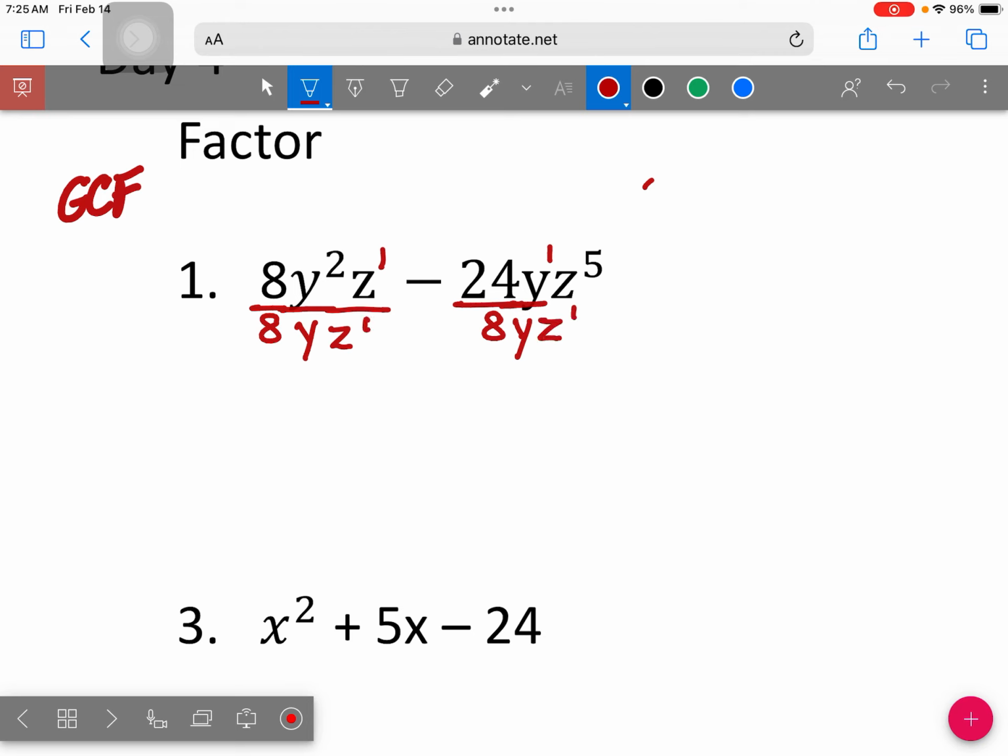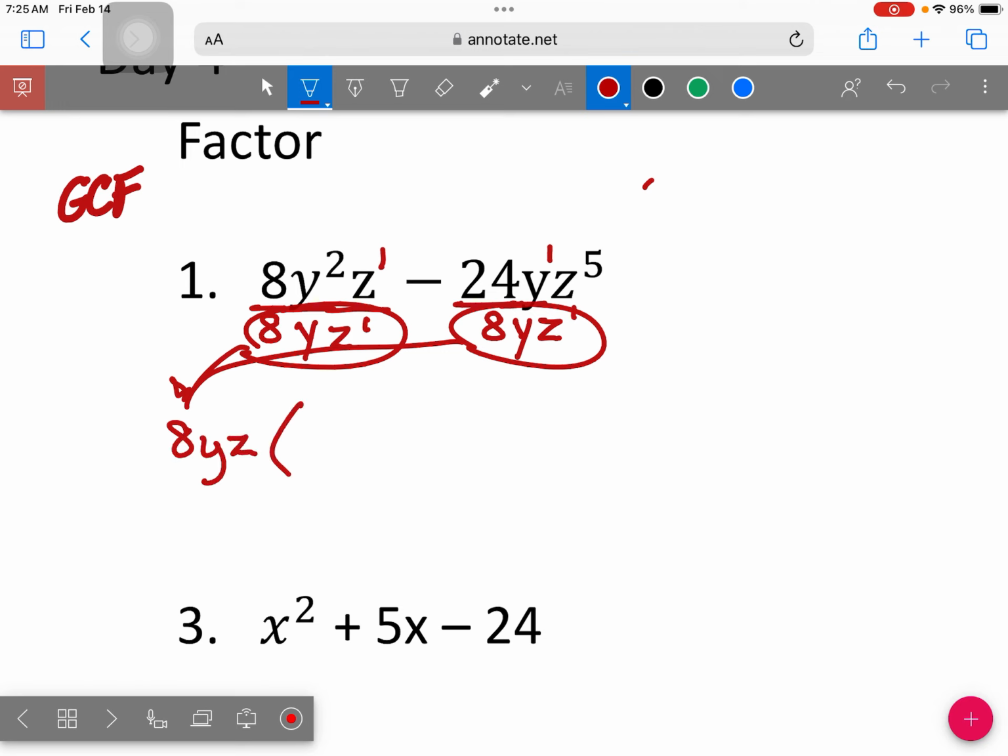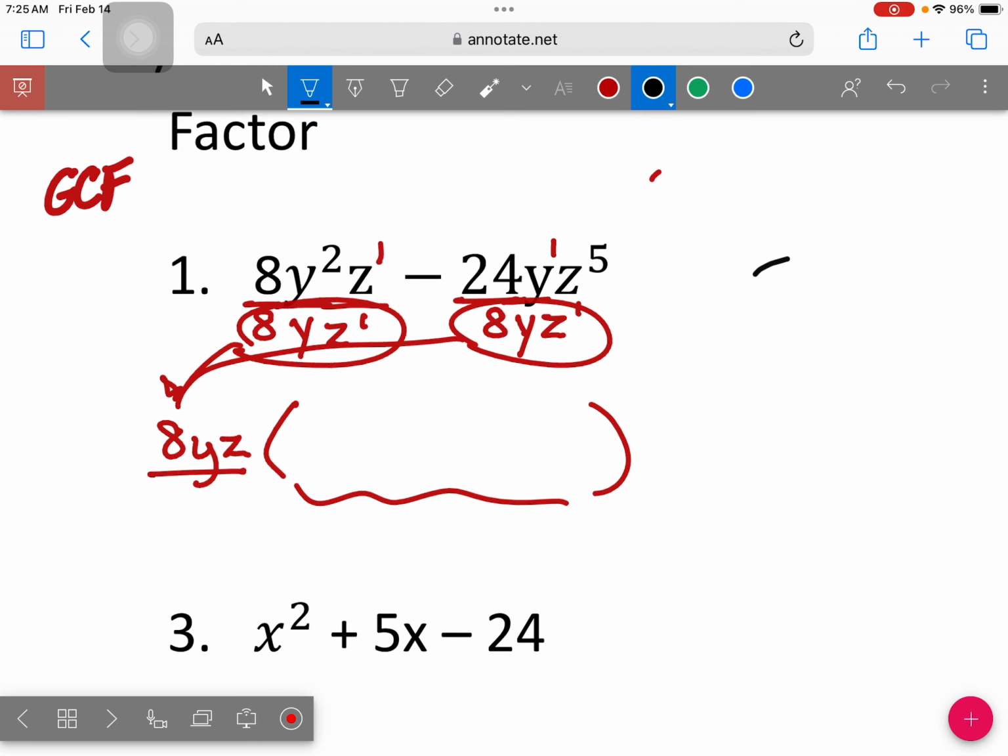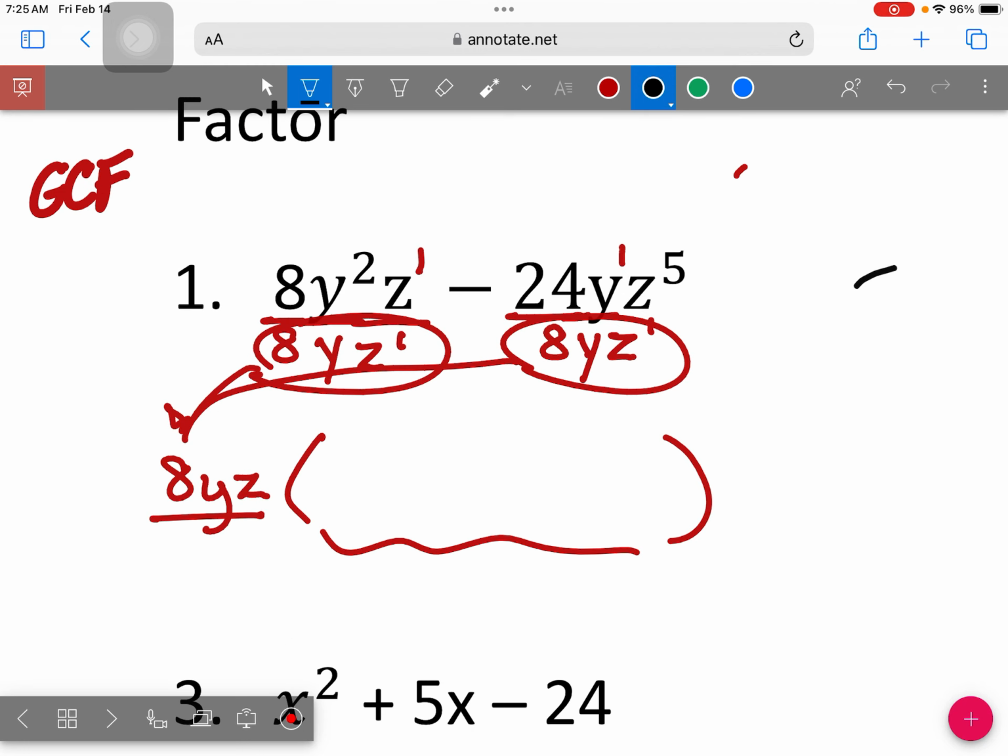All right, now what you have just found is the greatest common factor. And we rewrite that out in front, okay? But we're not done. When we factor, it says this greatest common factor times what gives me my original problem. So then we need to look at this division. So 8 divided by 8 simplifies to 1.